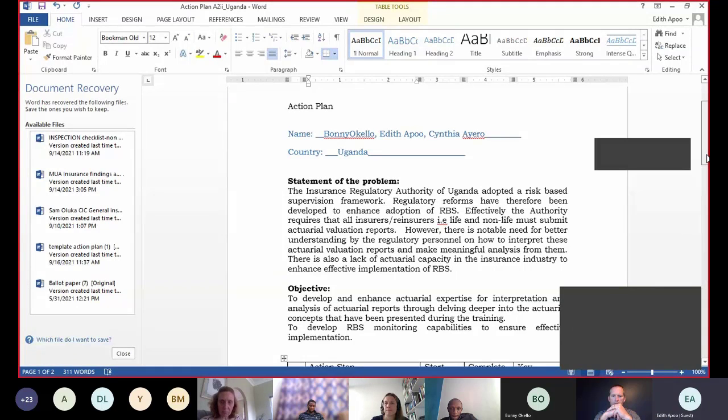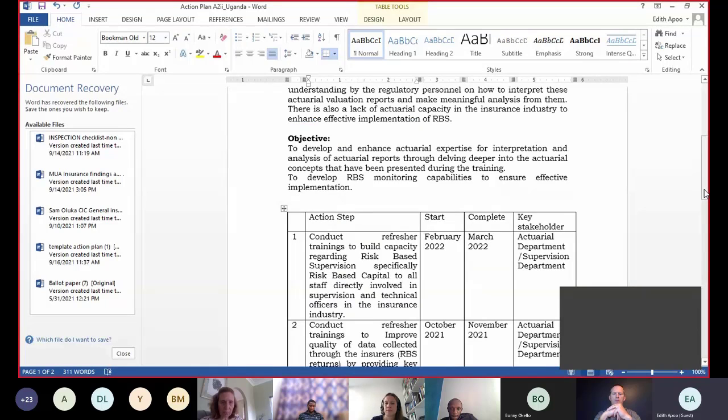So if I move down, our main objective is to be able to develop expertise to understand the actuarial concepts better, such that they don't look like news to us when we are looking at the actuarial reports. And also what we want to do is to look at ways of how to monitor adoption of risk-based supervision at the insurance industry level. So basically what we want to do is to be able to gauge how far the industry is, such that we are moving in tandem with them as the staff of the authority.